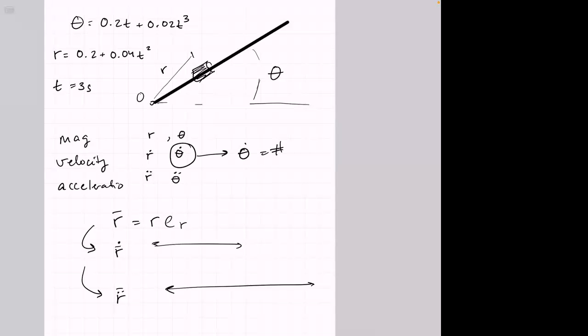So we'll get to these other example problems in next class. There are 2 example problems for the polar coordinate system, and then we'll do a little bit of 3D and then get into relative motion. But for today, we are taking a quiz.